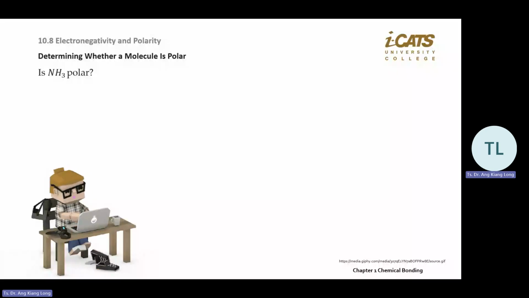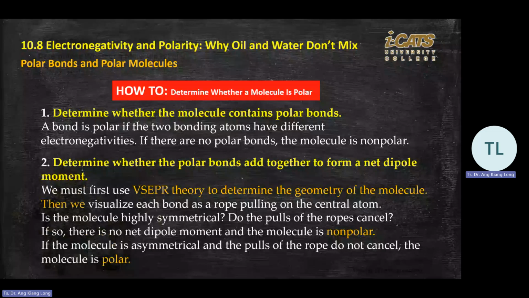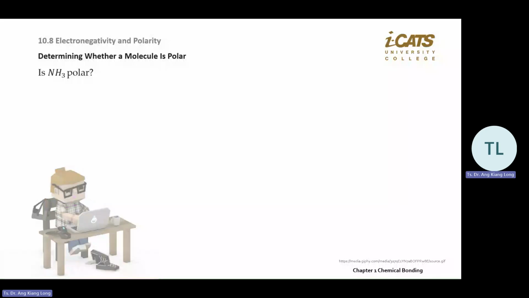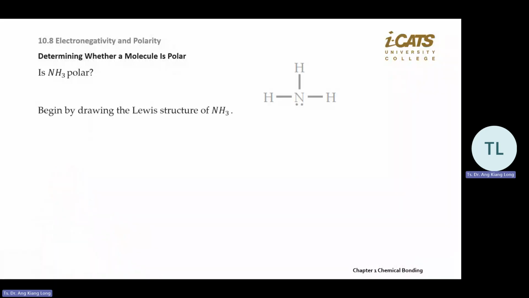Okay, so to determine whether NH3 is polar or not, we will repeat these two steps. First, you check the electronegativity to see whether it has polar bonds or not, and what type of polar bonds. Then you use the VSEPR theory to determine what geometry it has, so polar or non-polar. First you draw the Lewis structure.